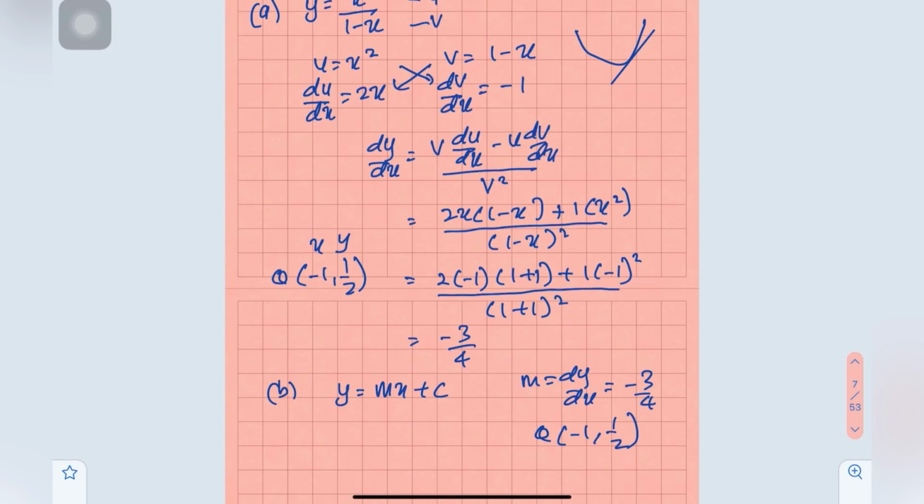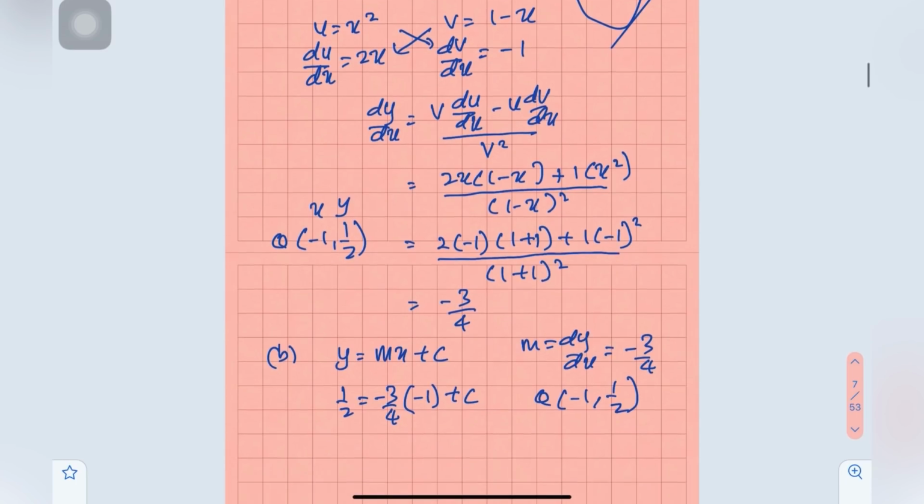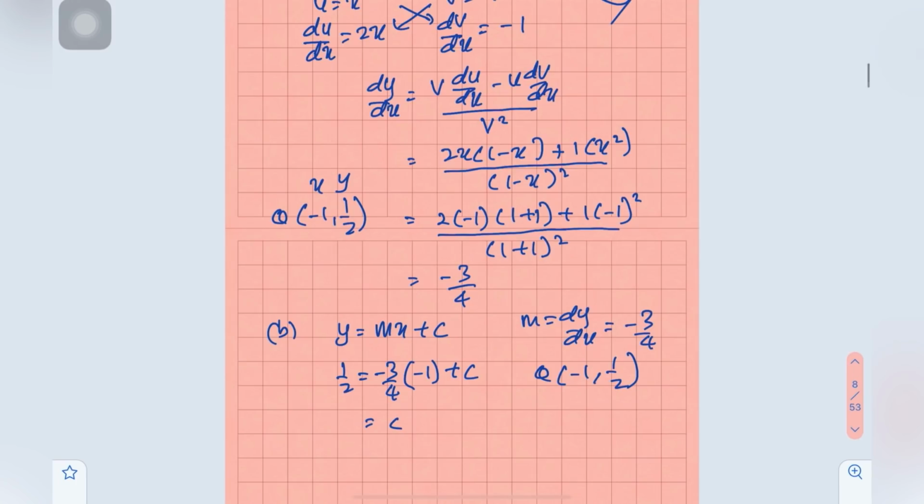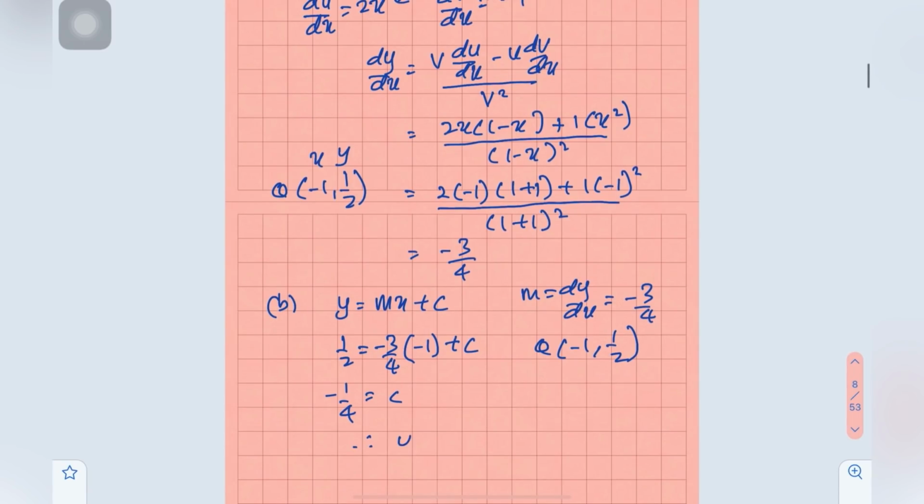So, kita masukkan je lah. Y is 1 over 2. Gradient is negative 3 over 4. X is negative 1, plus C. Okay, so then kita bolehlah cari kita punya C. Okay, C equals to negative 1 over 4. Okay, so therefore equation of tangent is y equals to negative 3 over 4 x minus 1 over 4.